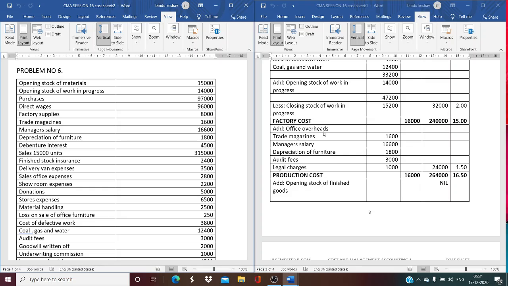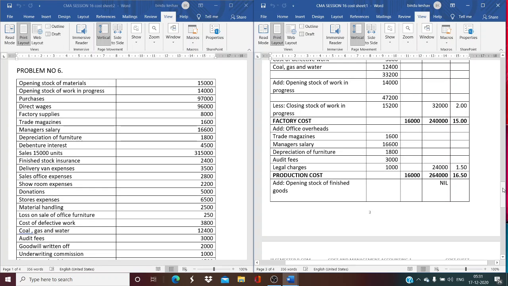So when we add these, we get the production cost. The production cost is 2,40,000 plus 24,000, which is 2,64,000. 2,64,000 divided by 16,000 is 16.50.